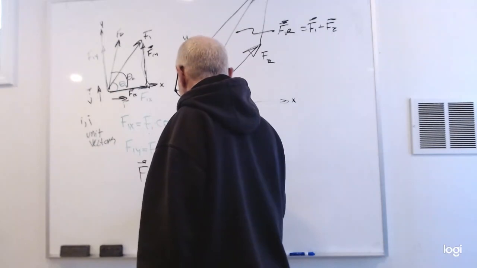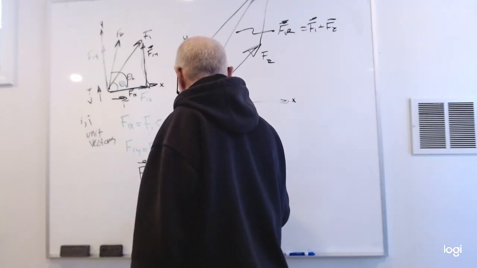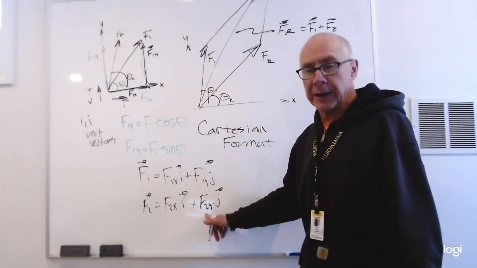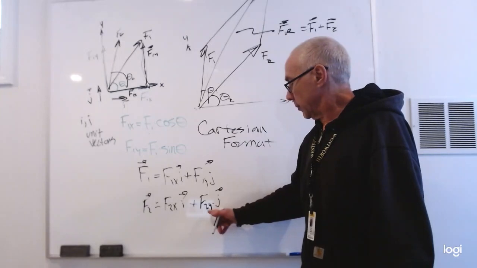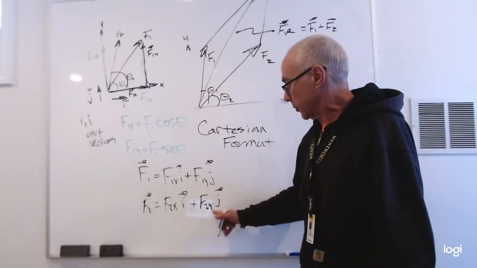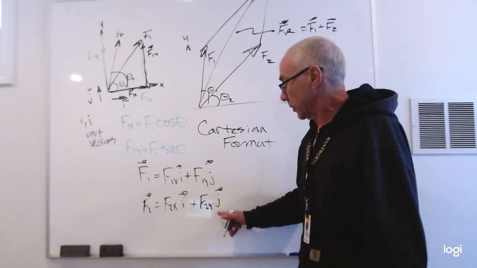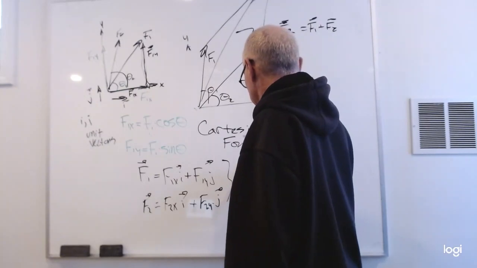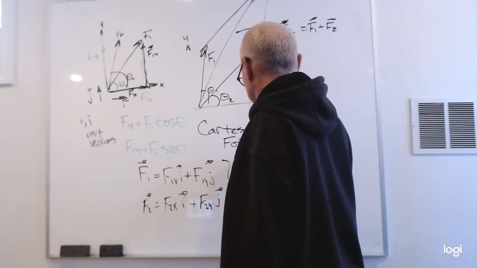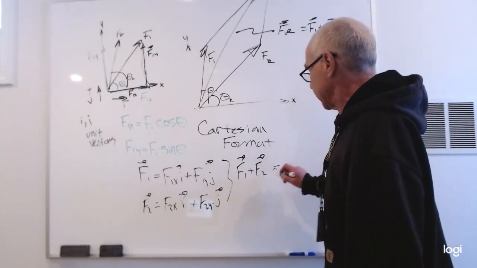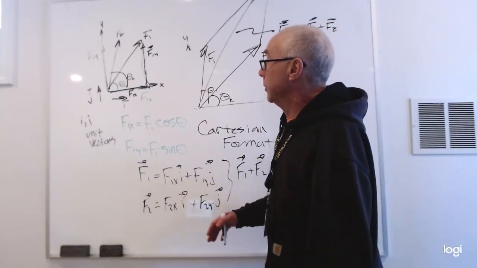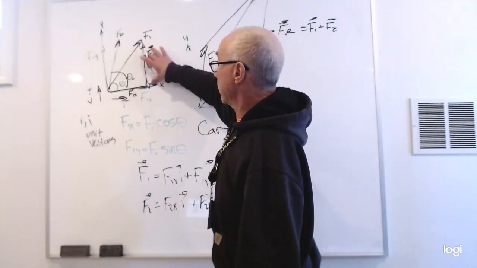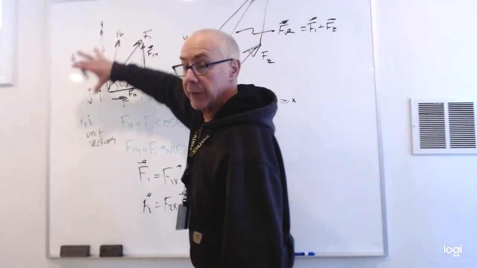plus F2y times j. So F2y is the magnitude of the y component of my F2 vector times the j unit vector. And if I want to add these together, F1 plus F2, and remember, we're adding vectors, you can actually just add the components of the vectors. So you'll add the x component of this vector and the x component of that vector, and the y component of this vector and the y component of that vector.